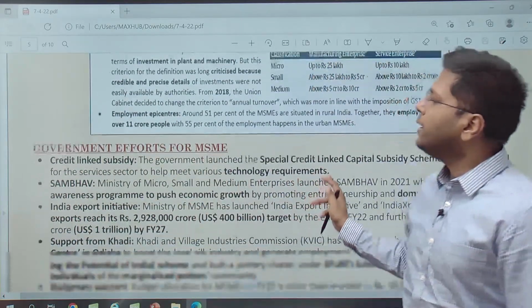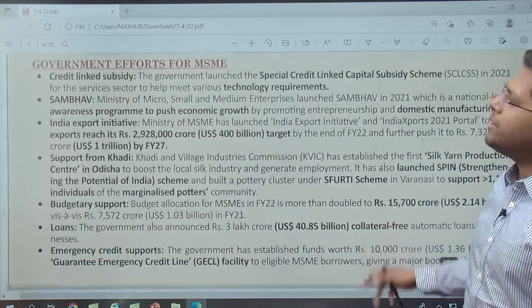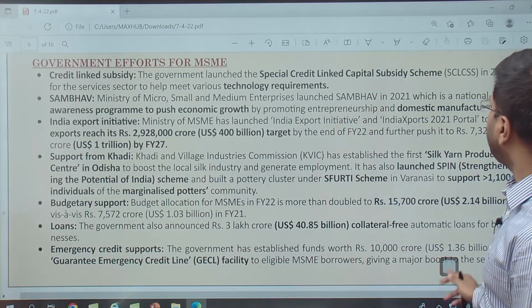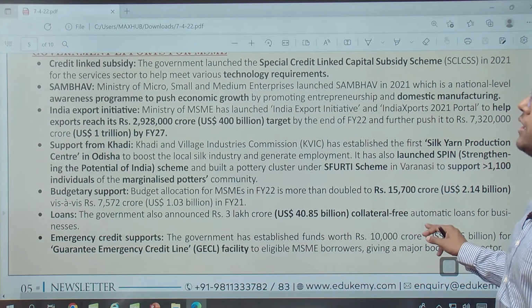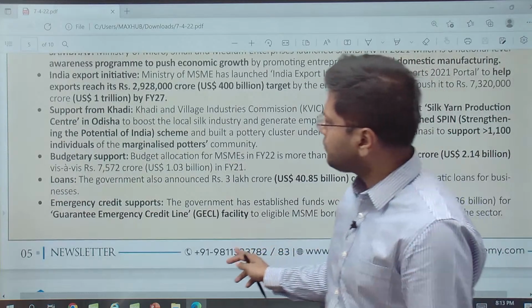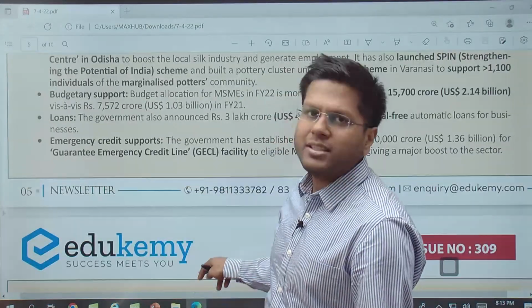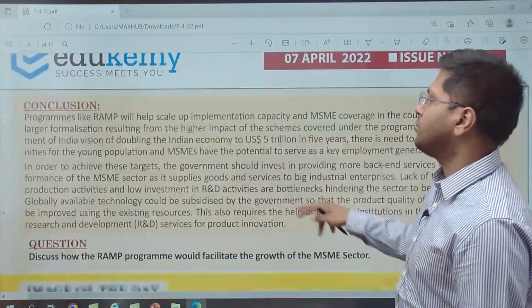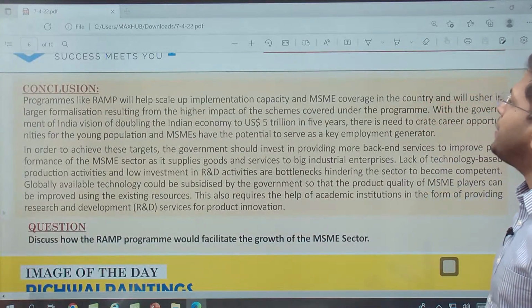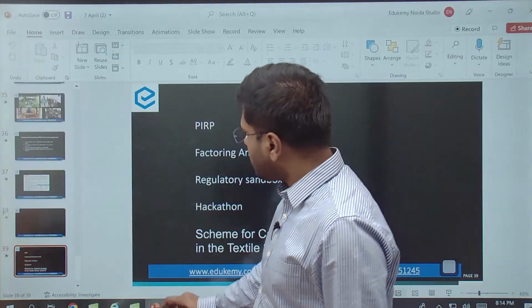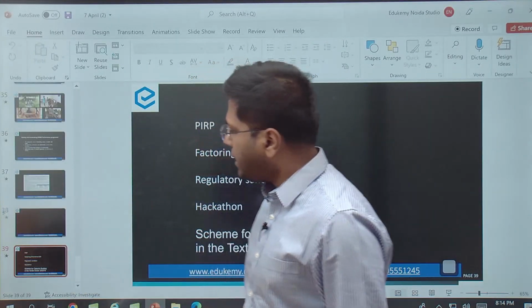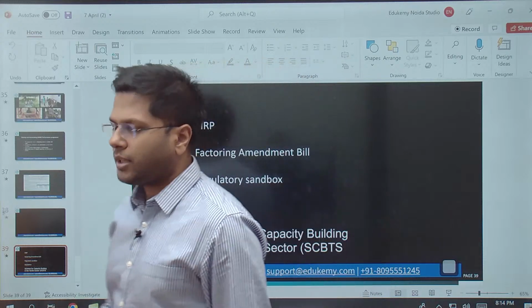So, easier one. Government efforts for MSMEs. Innumerable efforts that we have spoken of: credit linked subsidy, export initiative, khadi support, budgetary support, credit for emergencies to all these industries. Programs like RAMP will help scale up implementation capacity and MSME coverage. All right, great. So we covered the RAMP scheme. We have covered many other schemes which relate to the industry of micro, small and medium scale industries.